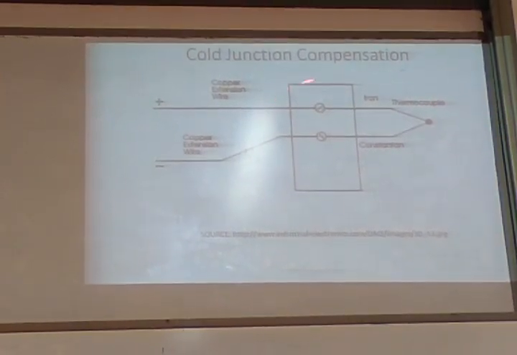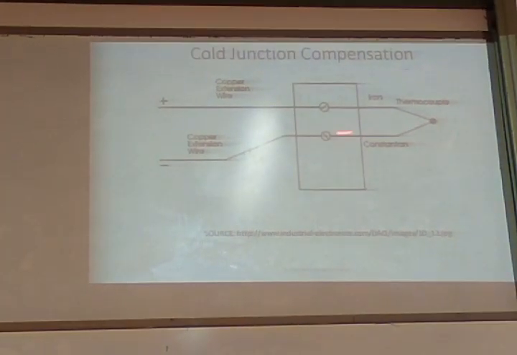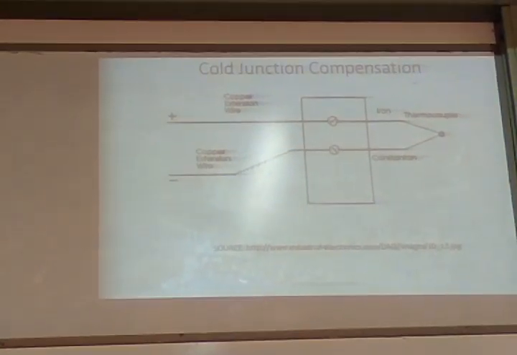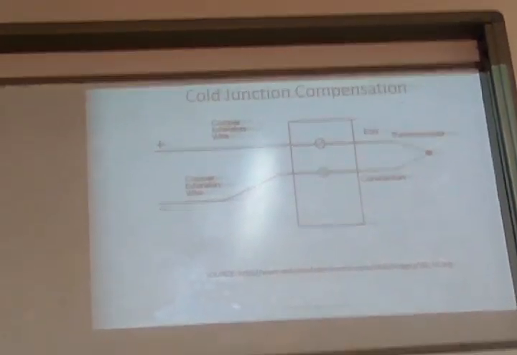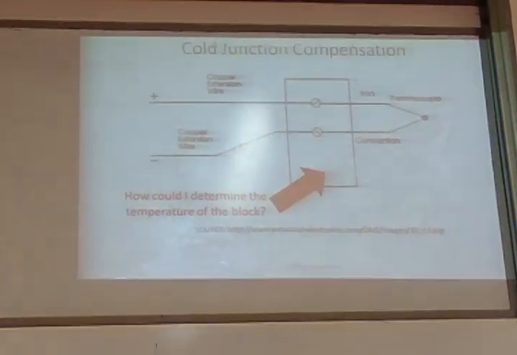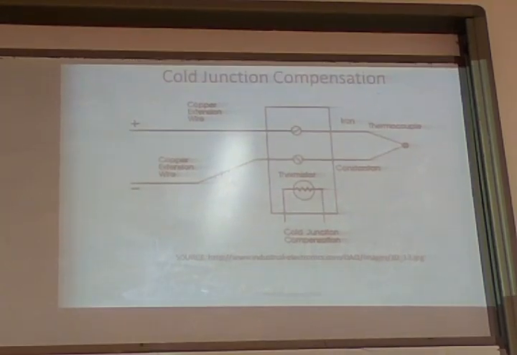So for that, what you can do, this is the hot junction. These two combined form the cold junction, but we should know what the temperature is. For that, what do we do? We put one thermistor there and then find out what the temperature is.